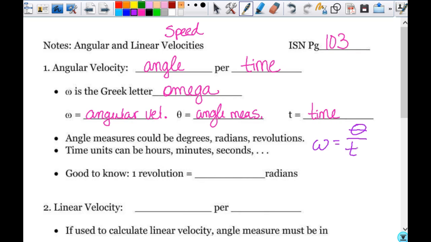So 1 revolution would be how many radians? 2 pi, right? Because it's 360 degrees or 2 pi radians. So this is 2 pi. How many times does it revolve?